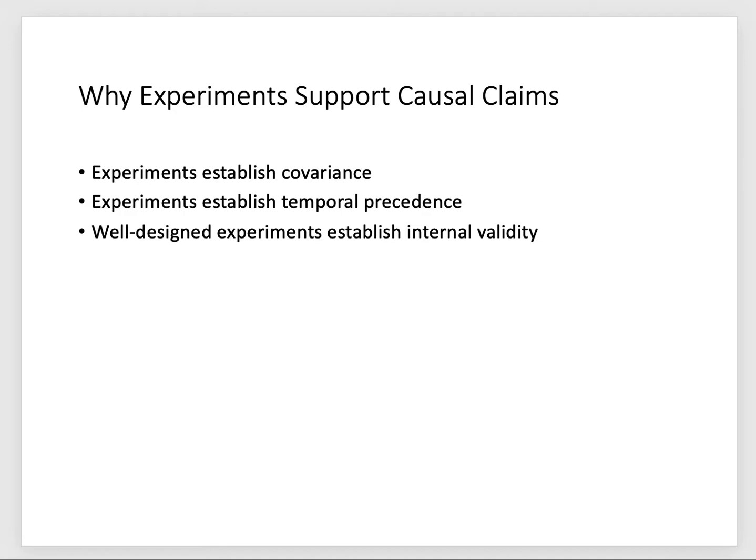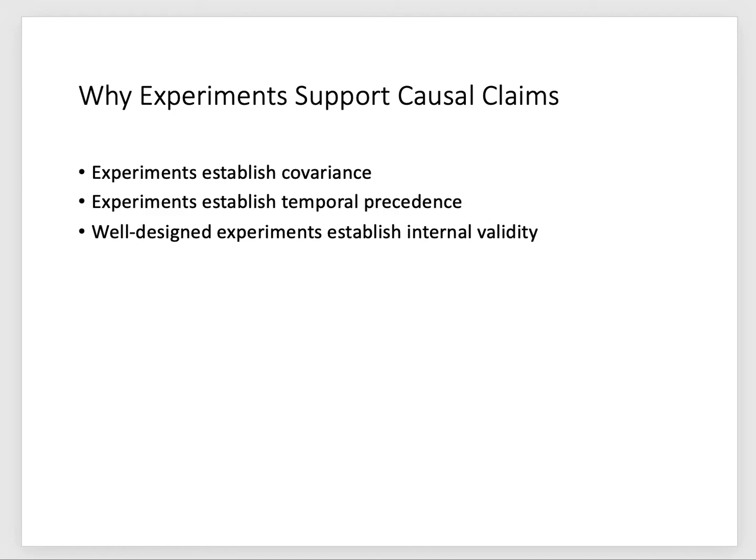So for one, experiments do establish covariance. We are able to find an association between an independent variable and a dependent variable. It's not to say that every experiment is going to necessarily find a significant relationship, but it is designed to detect those types of associations.